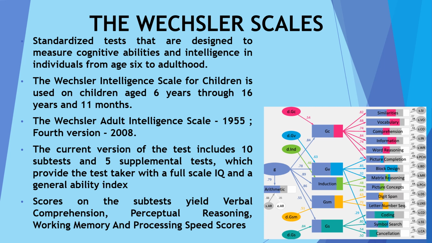There are two batteries of subtests. Verbal, it measures reasoning, memory, general knowledge and language skill. Then another subtest is performance. It measures sequencing, problem solving and spatial skills. Scores on the subtest yield verbal comprehension, perceptual reasoning, working memory and processing speed score. The test, available in paper and computer versions, takes about 90 minutes to complete.